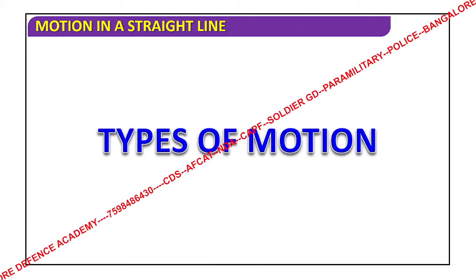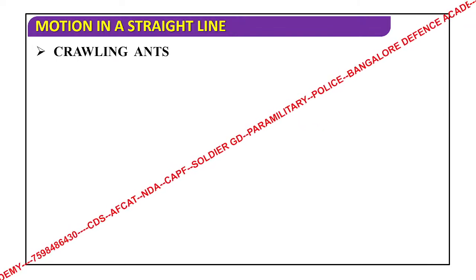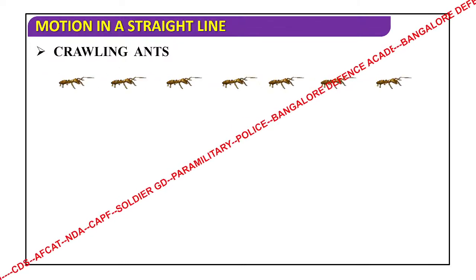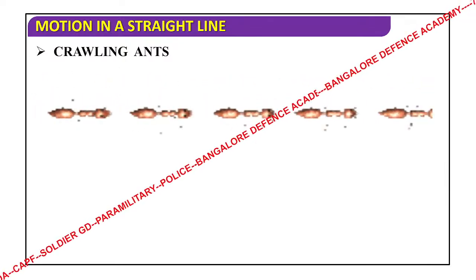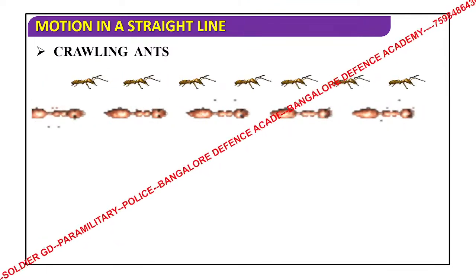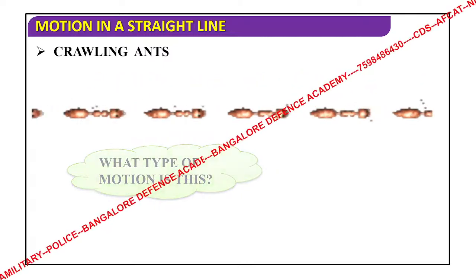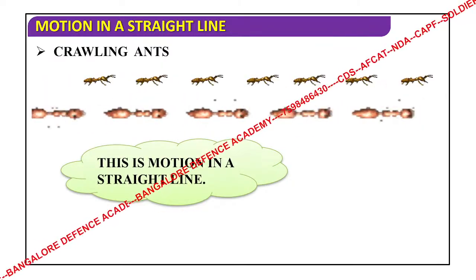Next, types of motion. We have basically three types of motion. Let us take an example of crawling ants here. So here you can see the ants are moving in a straight line. Now let us take a top view. If I look at these ants from the top, they look like they are moving in a straight line. So what type of motion is this? So this motion is a straight line motion.